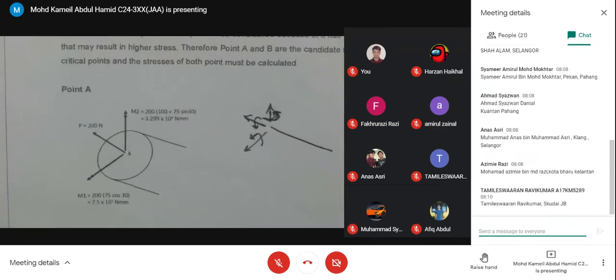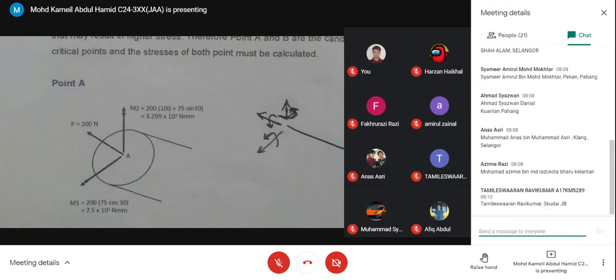Okay, so this is the three reaction support. M1, the 200 Newton, PX tu kali dengan 75, should be 75 sin 30, 75 sin 30 actually. Dia punya distance is going to PX tu 75 sin theta.